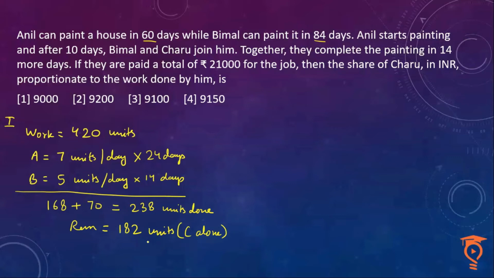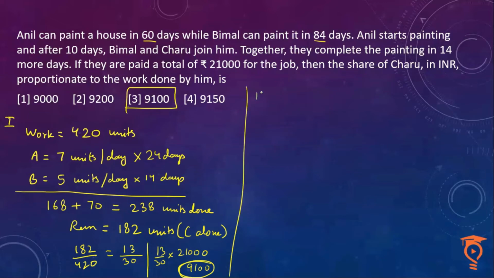Now, since the money has been distributed according to the amount of work done, the fraction of work that C does is 182 over 420, which is 13 over 30. Now, if we multiply this 13 over 30 with the total amount paid for the work, we get the answer, which is 9100, and that becomes our answer.